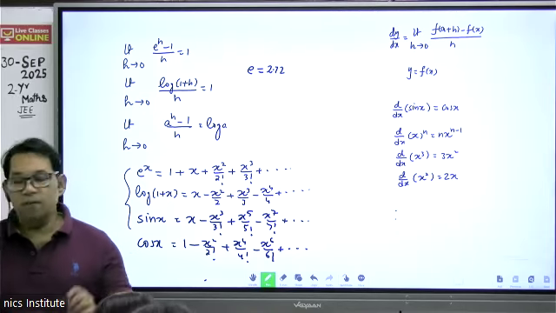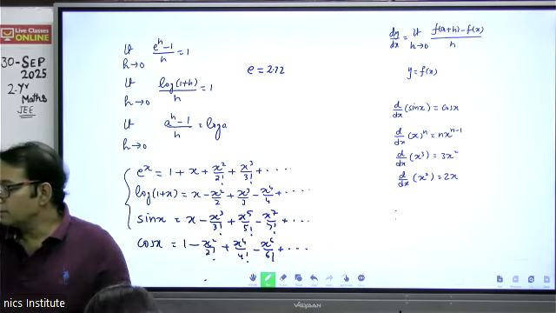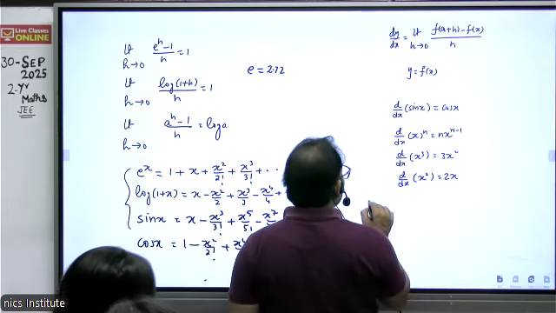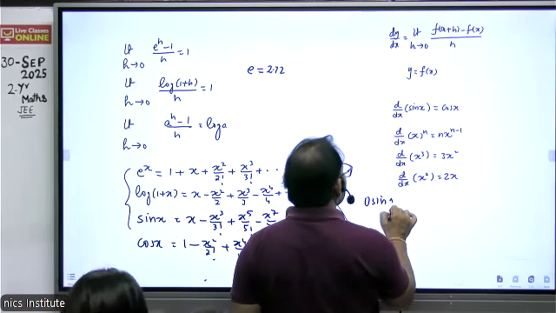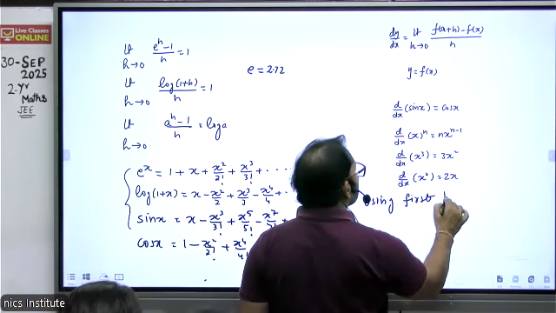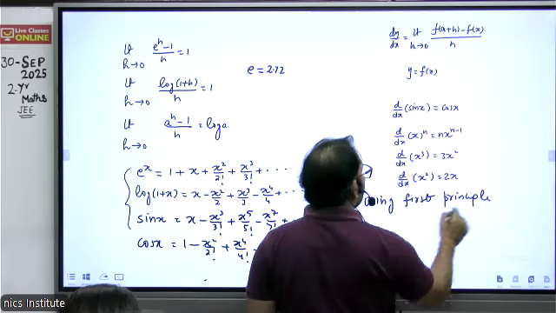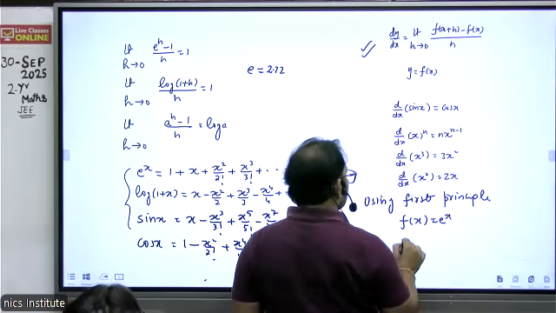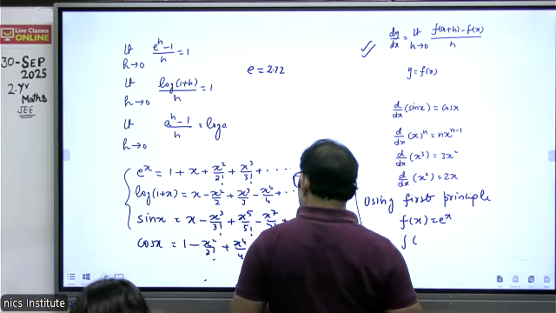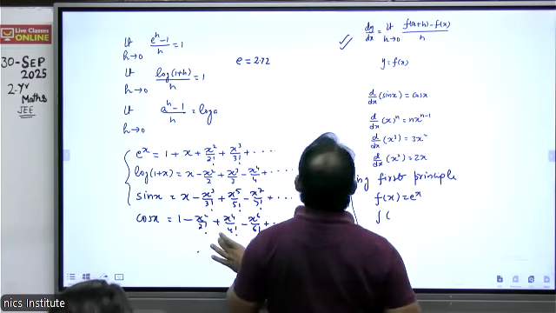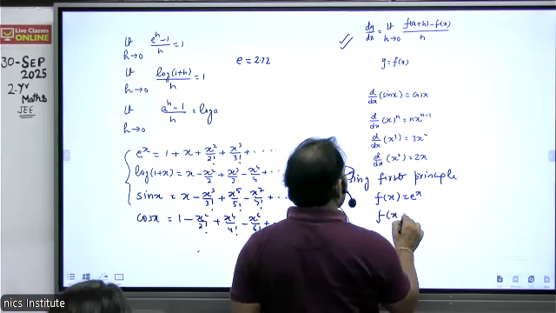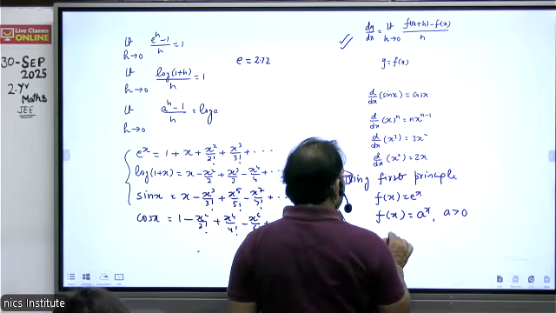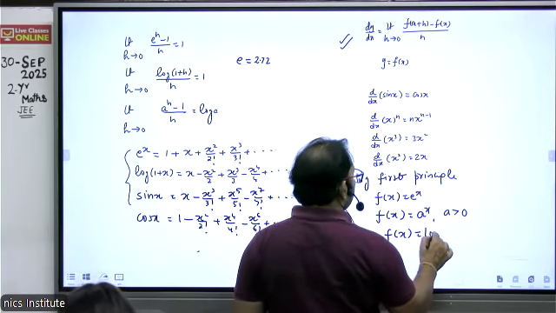h is a very small positive number approaching zero. Now, using first principle, differentiate f of x is equal to e to the power x. You have to use this formula, right? f of x is equal to a to the power x. a is always a positive number greater than 0. And f of x is equal to log x.